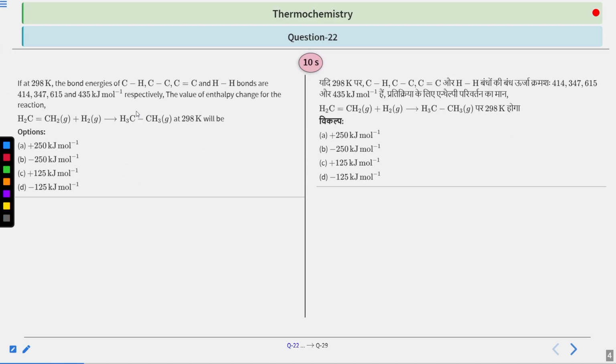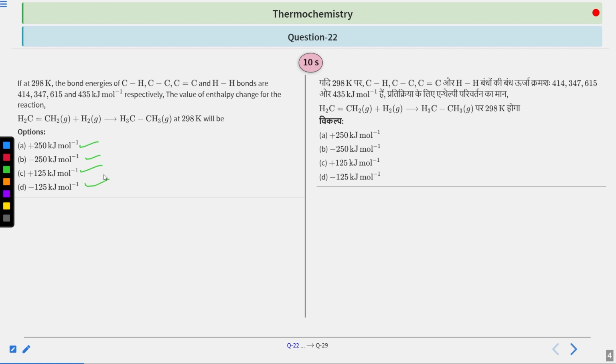Question number 22. If at 298 Kelvin the bond energies of C-H, C-C, C double bond C and H-H bonds are 414, 347, 615 and 435 kilojoule per mole respectively, the value of enthalpy change for the reaction in which ethene is reacting with hydrogen to give us ethane at 298 Kelvin will be. Your options are A, 250 kilojoule per mole, B, minus 250 kilojoule per mole, C, plus 125 kilojoule per mole, D, 125 kilojoule per mole.